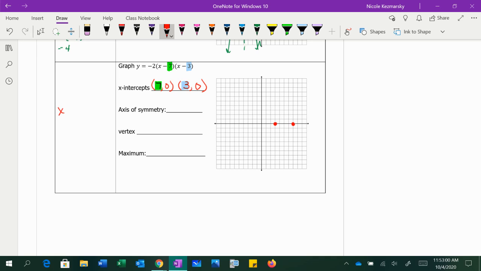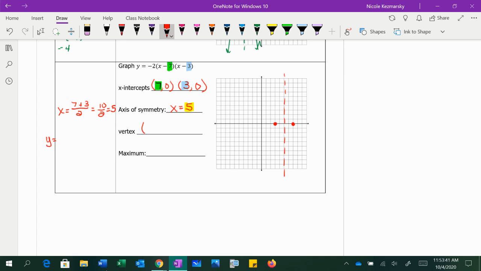Axis of symmetry, I'm going to say x equals, I'm going to take my green and my blue numbers, so 7 plus 3 divided by 2. So that's 7, 8, 9, 10, 10 over 2, which is 5. So x equals 5 is my axis of symmetry. We were labeling that yellow. And I'm going to go to 5, which is halfway between those 2 dots, and put in my axis of symmetry. Then I go to the vertex.